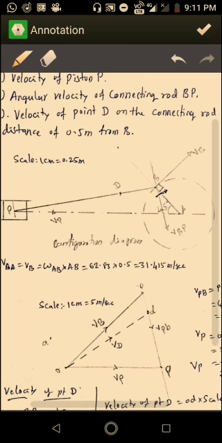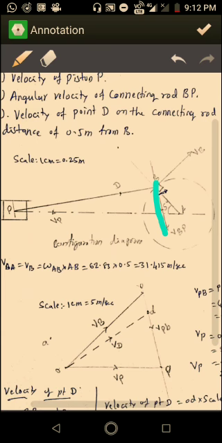31.415 meter per second, that is the velocity of B with respect to the fixed point A. So the magnitude and direction of both of these velocities are known. The magnitude is equal to 31.415 meter per second and the direction is shown in the figure. Now the magnitude and direction of velocity B are known, and the velocity of B with respect to P is known only in direction; the magnitude is unknown.